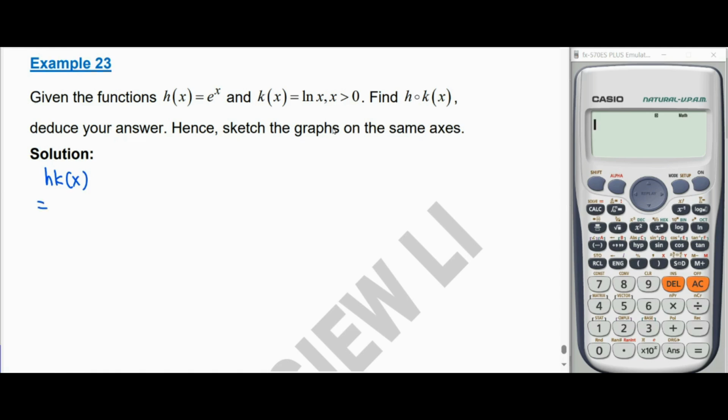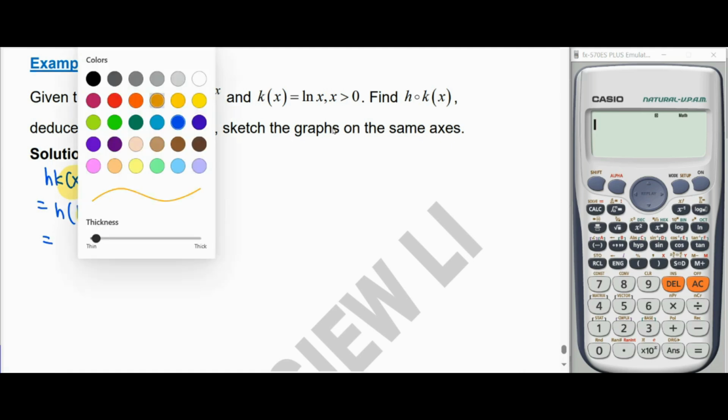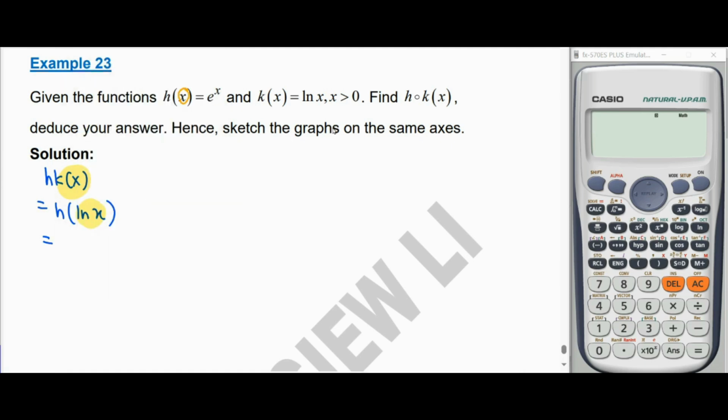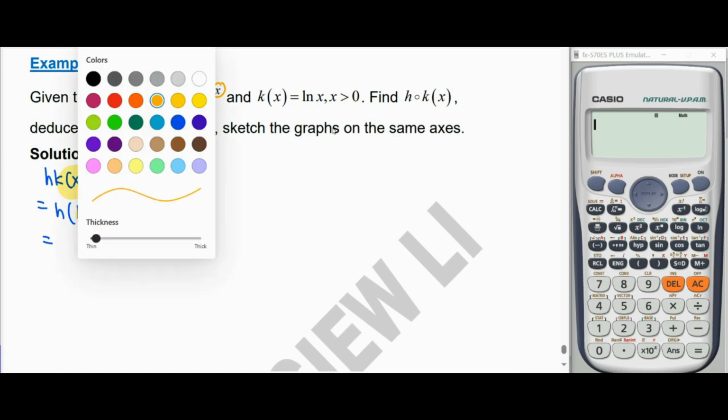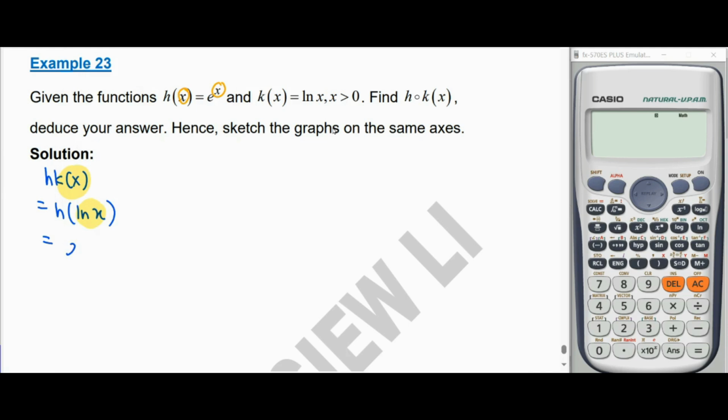So substitute k(x), which is ln x, into the function of h(x). So this x will be replaced by ln x. So it will be e^(ln x). Then we simplify this operation. E to the power of ln can be cancelled, so we get x. Once we get the composite answer, which is x, from here we can get a relationship.